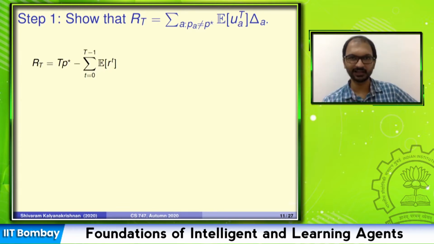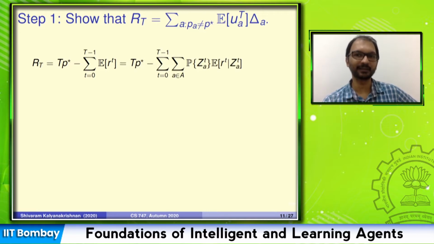First we start with the definition of RT, which you are familiar with. And what are we doing as a first step? Well, there was an expectation here of RT. Why is there an expectation of RT? Because we don't know which arm is actually being pulled at time t. We do not know what AT was. That itself is a random variable.